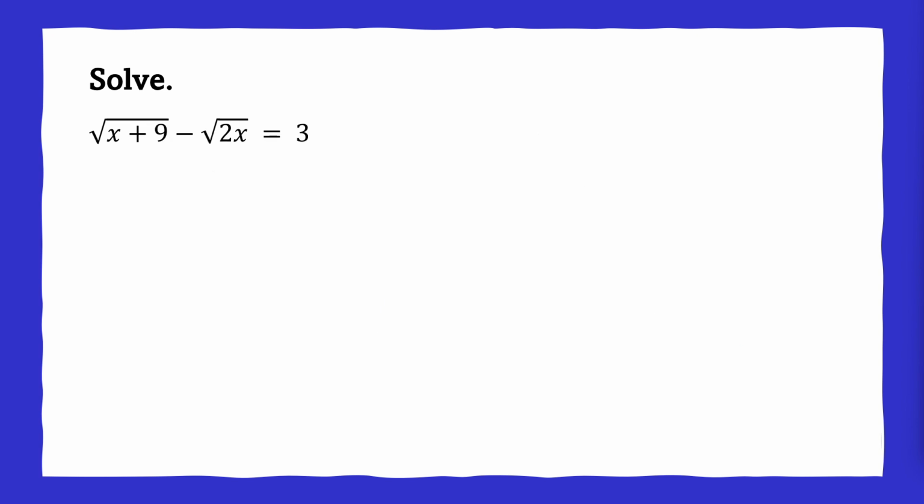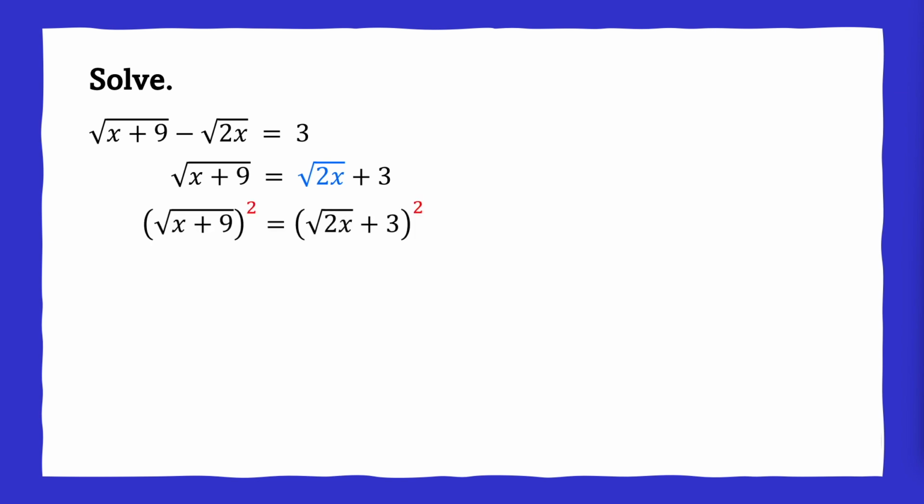Next, the square root of x plus 9 minus the square root of 2x equals 3. To solve this equation, start by isolating one of the square root terms by moving the negative square root of 2x to the right side, resulting in the square root of x plus 9 equals positive square root of 2x plus 3. Next, square both sides to eliminate the square root on the left side, giving us x plus 9.